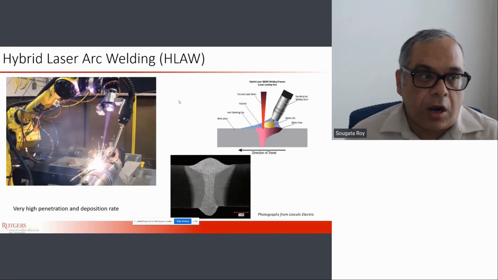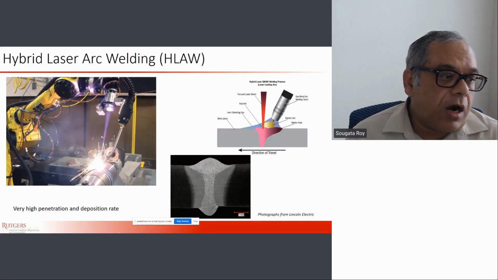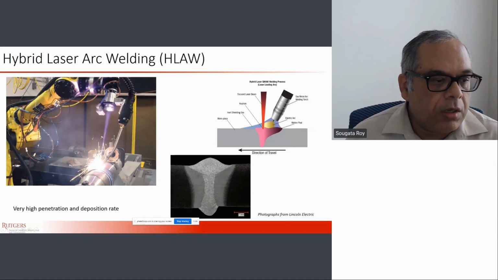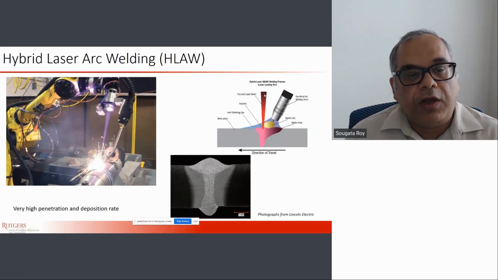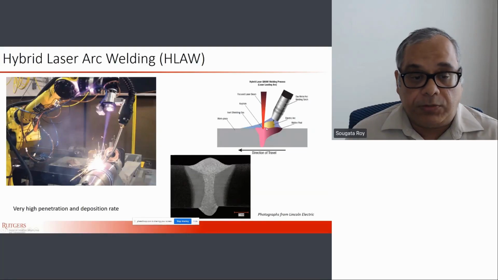It is called hybrid laser arc welding, where you can see on the left, this is an arm which has the laser connected, and then there is another feeder that does traditional welding. So the laser is pointed to the surface that is getting welded, and the figure on the right shows the laser coming there. It's very hot. It's creating a keyhole through the material, and that is basically melting the material through.